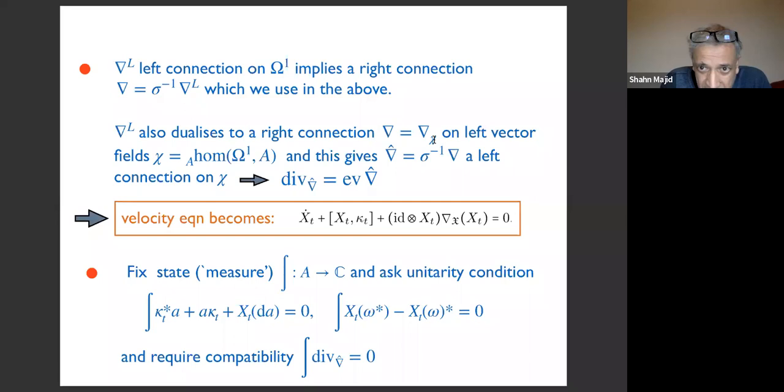Again, if it's unadorned, then it's the right connection on the space of left vector fields. So that's the left module maps. And then if you want, you can convert that to a left connection, again using sigma inverse, and you get nabla hat.